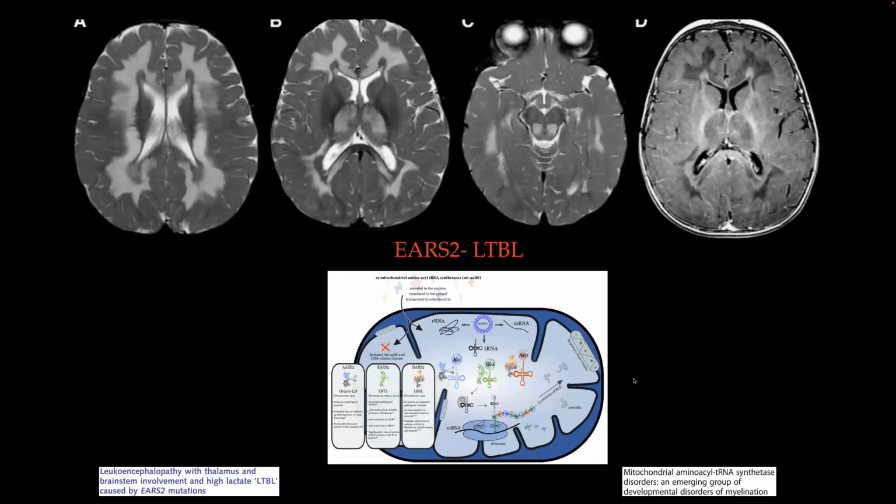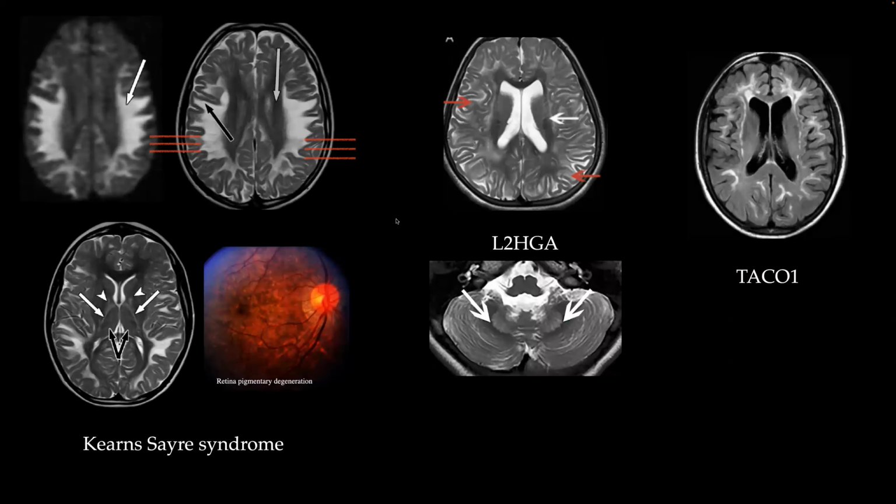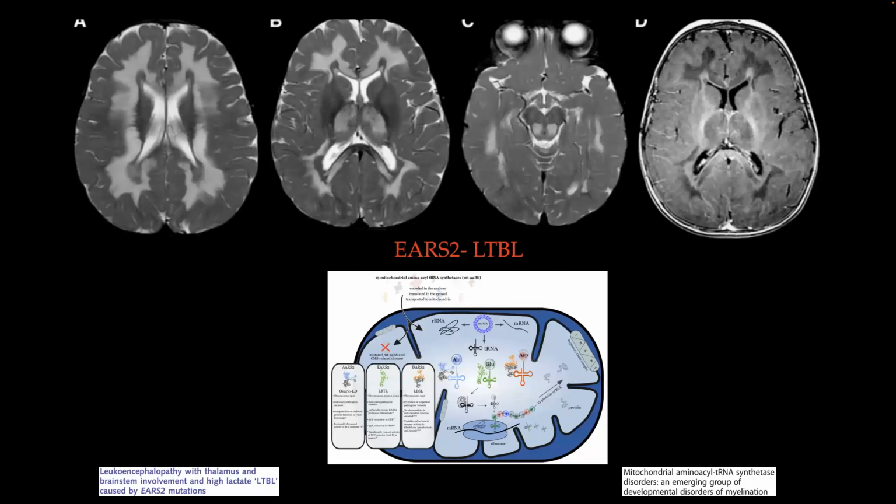We don't have a diagnosis, but we're thinking of the possibility of the aminoacyl tRNA synthetase disorders, that is EARS2, or leukoencephalopathy with thalamus and brainstem involvement and high lactate. That was the primary differential. The other differential we thought of was Kearns-Sayre syndrome, though this child does not have any ophthalmological abnormalities. Subcortical involvement can be seen with thalamic involvement. Other conditions like L2-hydroxyglutaric aciduria and TACO1 are unlikely in this case. So we're thinking of mitochondrial disorders. The primary one was EARS2 and the differential was Kearns-Sayre syndrome. I'll open the case for further discussion.